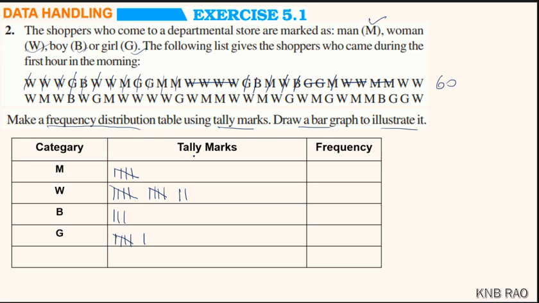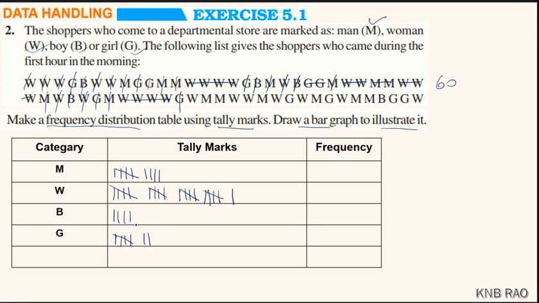2 men, 2 women again, 1 more woman, 1 man, 1 woman, 1 boy, 1 woman, 1 girl, 1 man, 4 women. So 1, 2, 3, 4.